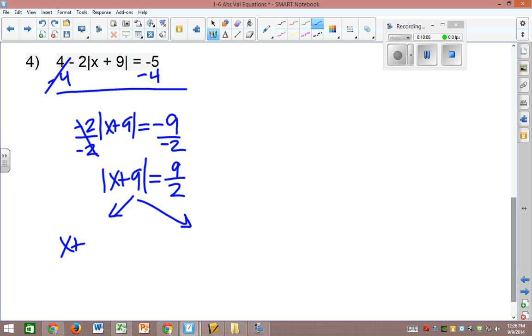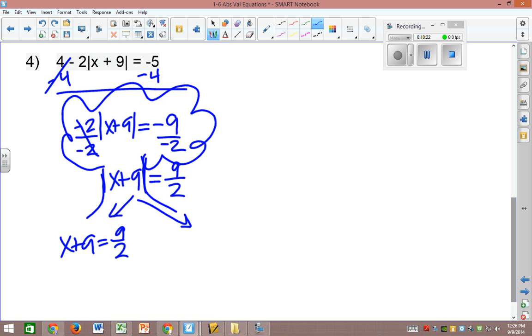So x plus 9 equals 9 halves. Notice there's no more absolute values when you split. It's like these two bars turn into the arrows. Oh, cool. That looks like a tree with roots now. Yeah, this is the tree of knowledge. Okay, we're getting some knowledge.